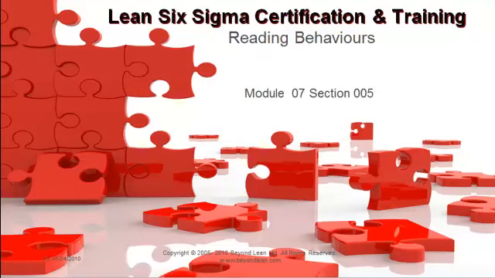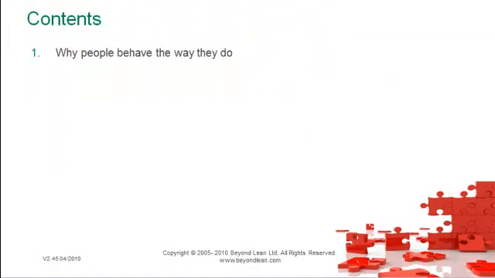This is the second part of the embedding change within the organisation section. So for this section we're going to discuss reading behaviours of people, and as we work through you'll see why this is absolutely vital if you're going to influence and get the changes you've made to embed within the organisation. So what we're going to look at in this section is why people behave the way they do.